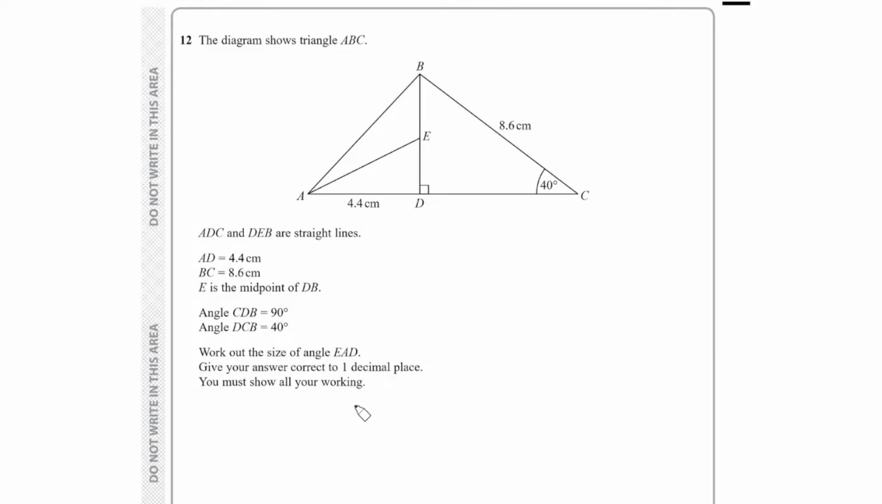So question 12. Something like this could come up, because I don't think you've had this yet either. The diagram shows triangle ABC. ADC and DEB are straight lines. You can kind of see that, can't you? AD is 4.4, BC is 8.6. They've already labelled all of this. And then E is the midpoint of DB. We can't assume that, we can see it because they've told us. I know it looks like it, but if they didn't tell you that it's the midpoint, then I would never make that assumption. They've then given us some angles, 40 degrees, 90 degrees. Work out the size of angle EAD. We want this one here.